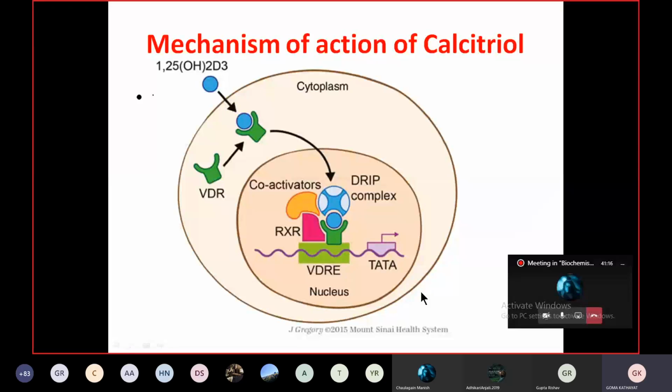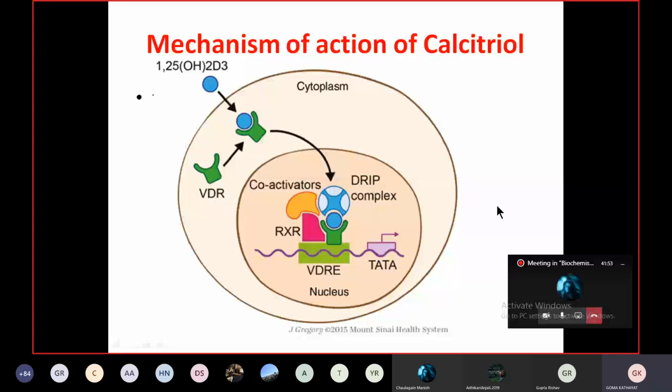Especially, calcitriol will form proteins like calcium binding protein, calbindin, in the intestine, which is responsible for the absorption of calcium from the intestine. So it has different biochemical actions of vitamin D in the intestine, in the bone, and in the kidney. This is the mechanism of action of vitamin D, calcitriol. Understood? Transcription, then translation and formation of the protein, which then exerts its biochemical function in the different tissues.